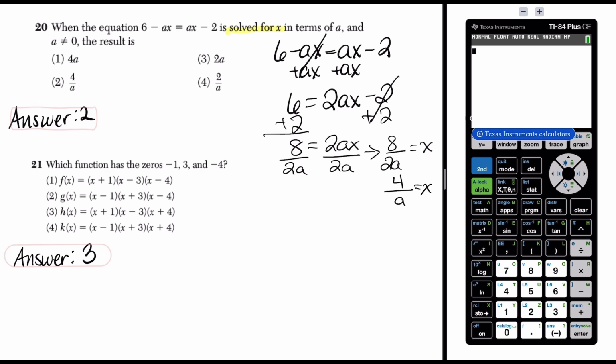That's it. And so this is the answer I'm looking for: 4 over a is equal to x. And there's 4 over a. And again, we're solving for x, so that would have been equal to x. So the answer was 2.